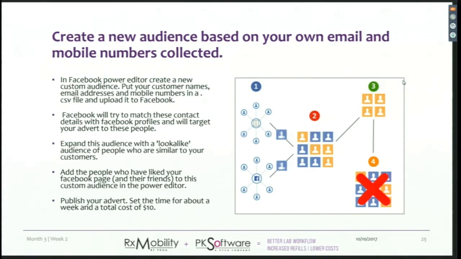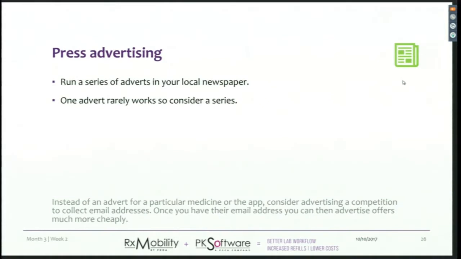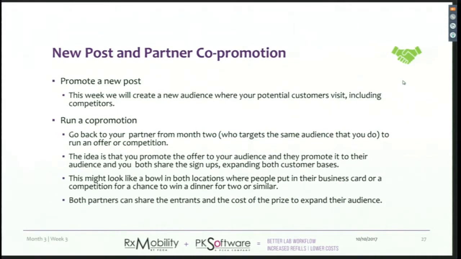So we're already in month 3, week 2. One thing to consider is press advertising. It's still out there. It's still happening. But rather than try to advertise the business directly, what you might want to do is consider getting contact information such as email addresses from the actual advertisement in the press. So you consider a small series of ads and maybe have some way of collecting email addresses in response to a competition. So it might be something like that, and to expand the type of audience that you're targeting.